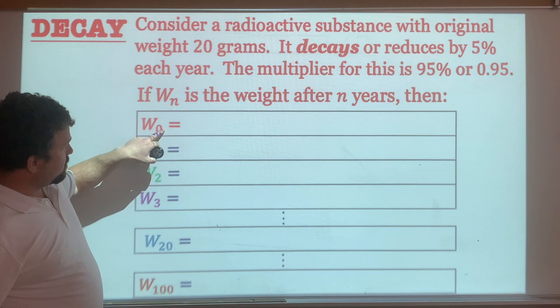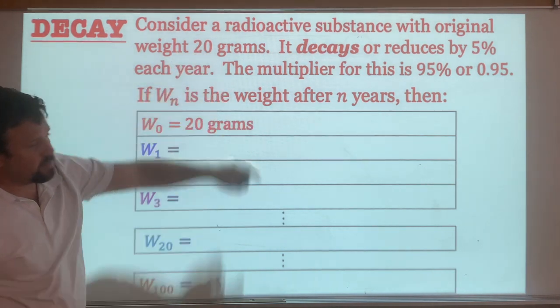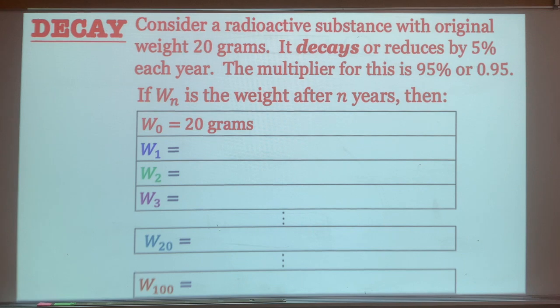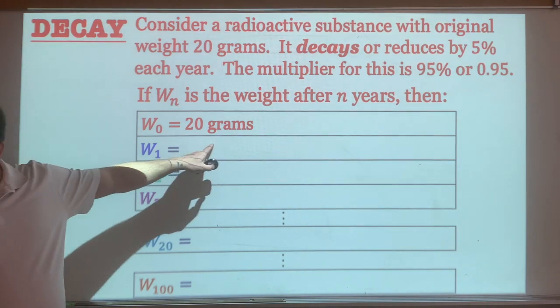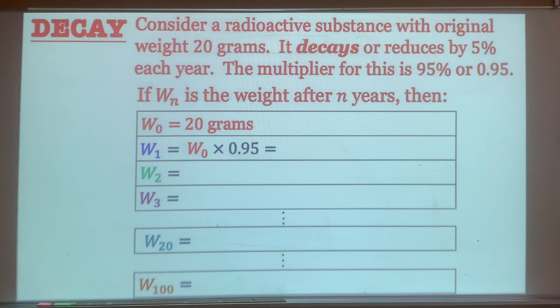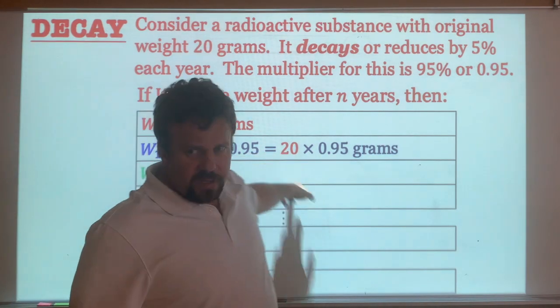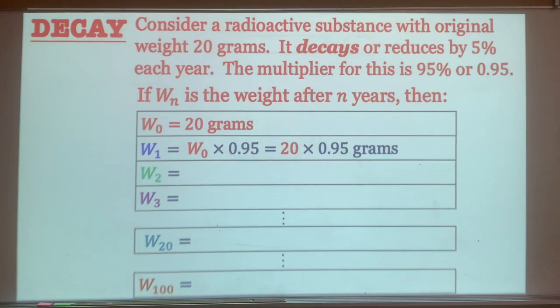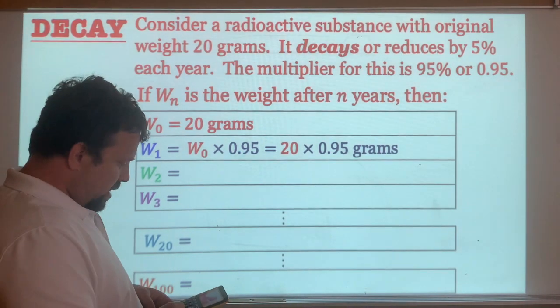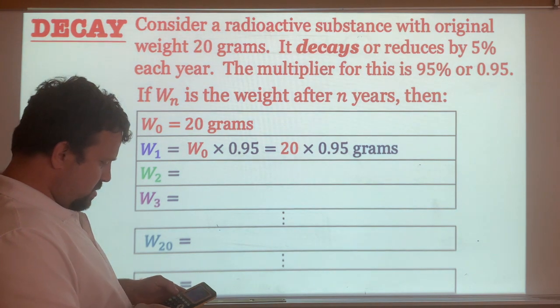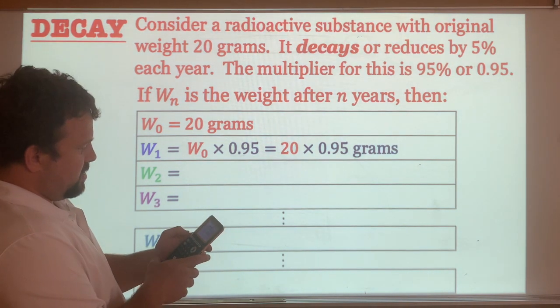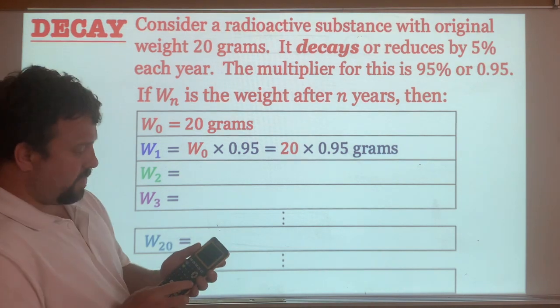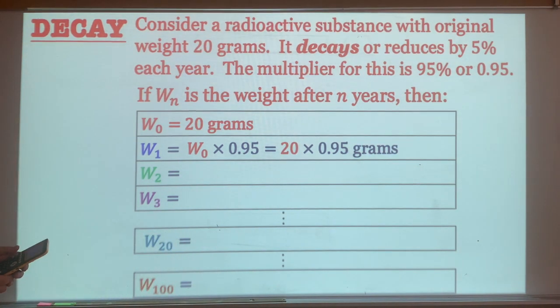All right, what is the weight W_n after n years then? So the original weight is 20 grams, right? What's W1? It's the original weight times 0.95, which is 20 times 0.95. So this number would be smaller. How much smaller? Well, if you took a calculator, I can never get back to the main menu on these calculators. Sometimes you just gotta turn them off. All right, so 20 times 0.95 would be approximately 19.